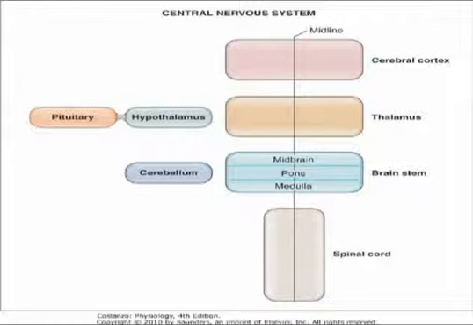Another way to view the brainstem is in relation to the various levels in the central nervous system. At the very top is the cerebral cortex. Below that is the thalamus, which includes the hypothalamus and pituitary as well in its own relation. The brain stem, which includes the midbrain, the pons, and the medulla, is directly connected to the cerebellum. And finally, the spinal cord is below the brain stem. This is a schematic diagram demonstrating the general structure of the central nervous system and where the brain stem rests within it.